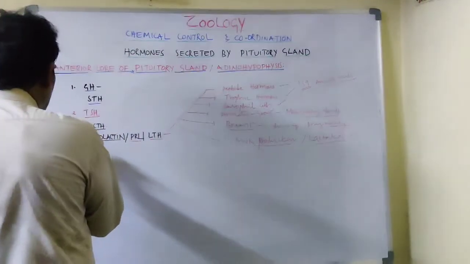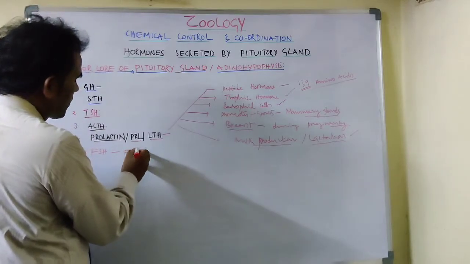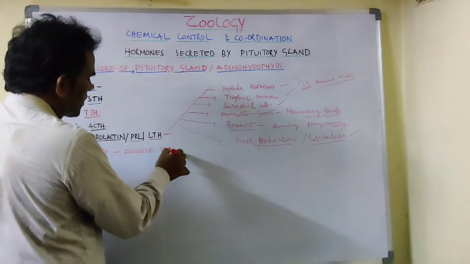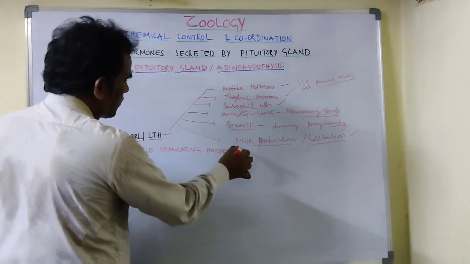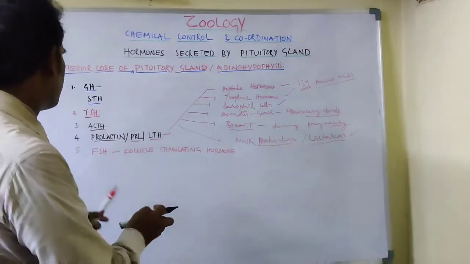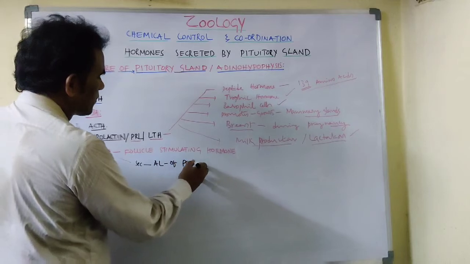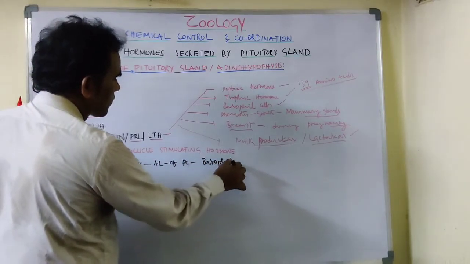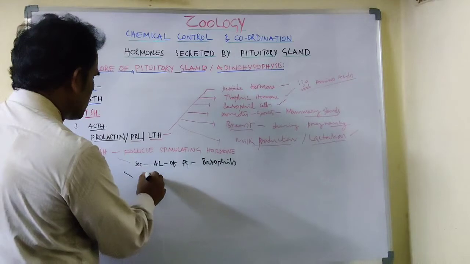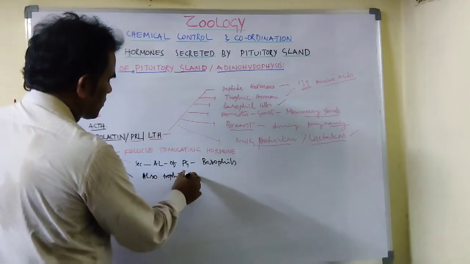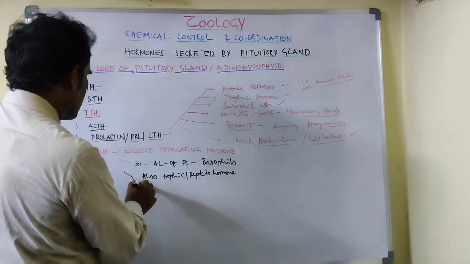Now coming to another hormone, called FSH. It means follicle stimulating hormone. The follicle stimulating hormone is secreted by the anterior lobe of the pituitary gland, by basophil cells. It is also a peptide hormone, also a trophic hormone.